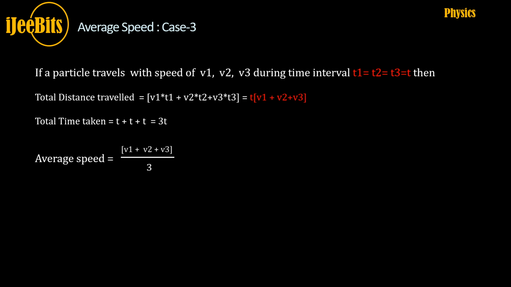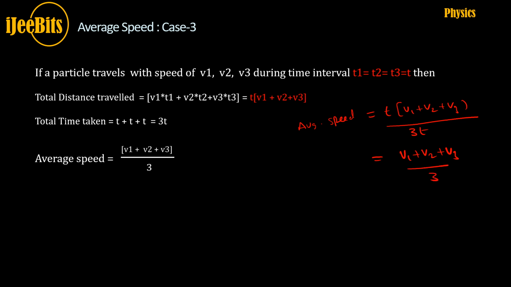And then total distance, you know the formula: v1 t1, v2 t2, v3 t3. If all t's are the same, then you can take the common out. So t into (v1 plus v2 plus v3). So total distance by total time. Total distance is this one, total time is 3t. So how do you calculate? Average speed equals t into (v1 plus v2 plus v3) divided by total time, which is 3t. So what you get? (v1 plus v2 plus v3) by 3.